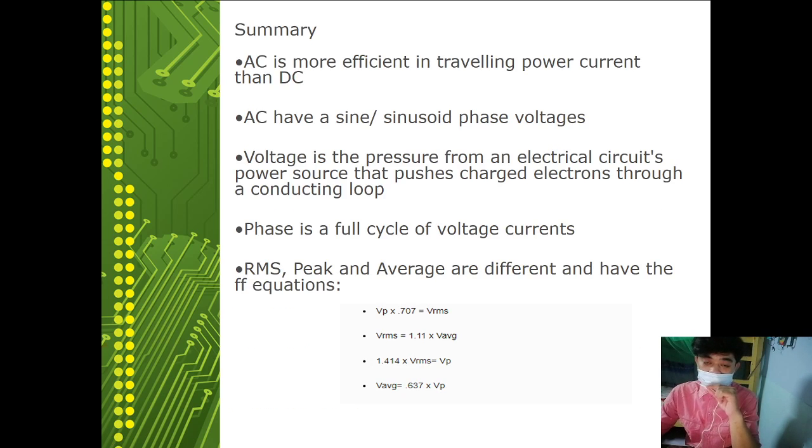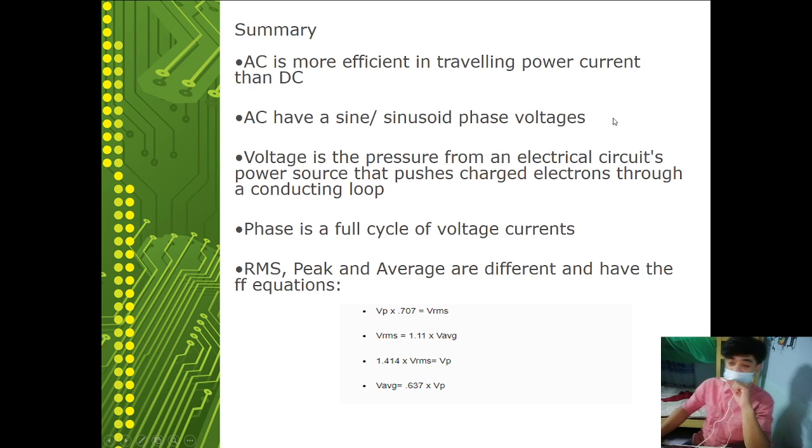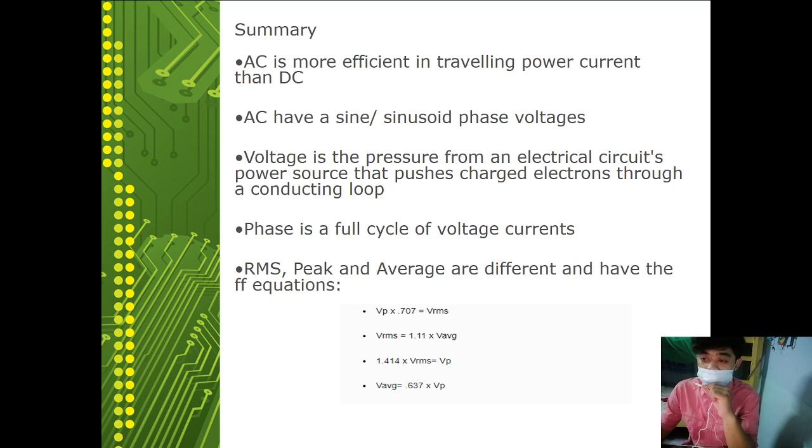Well, to summarize the report, AC is more efficient in traveling power current than DC. As said earlier, AC is really more efficient compared to DC, since if we use DC, it is not cost effective in power lines since it will heat up and cannot handle long distances. AC has sine or sinusoid phase voltage diagrams or graphs. What I mentioned earlier were the graphs of AC, which is sinusoid.